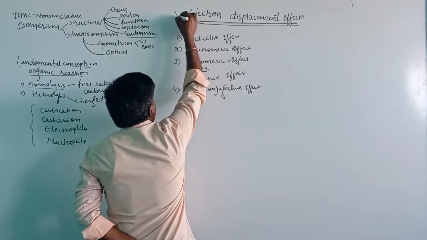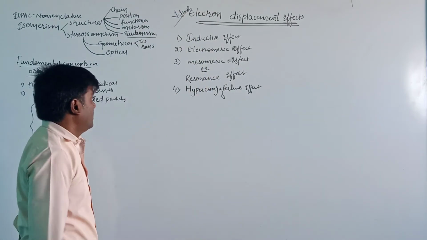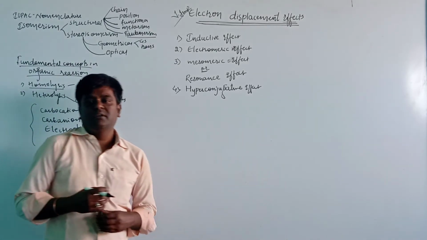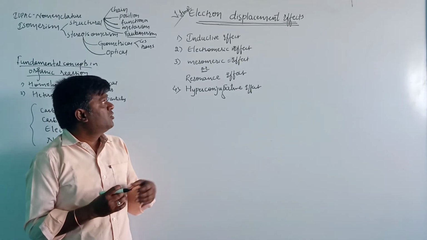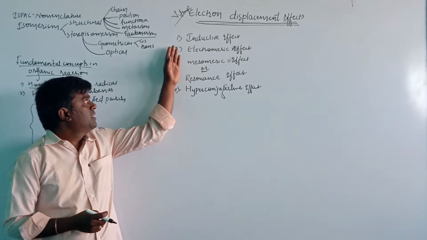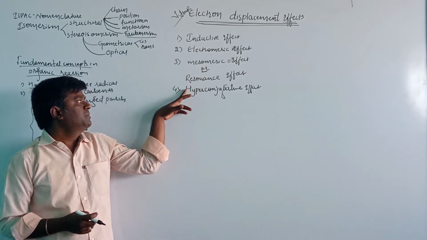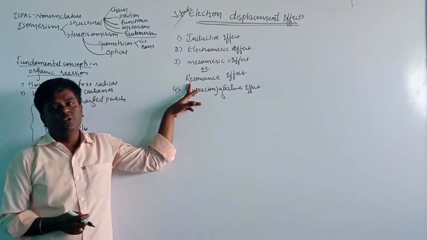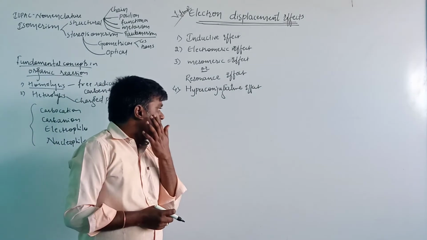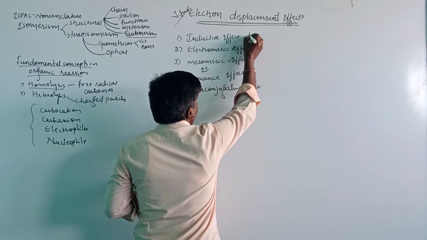This is very important for examinations and for the understanding of organic reactions and organic chemistry. The electron displacement effects are divided into four groups: inductive, electromeric, third the mesomeric effect, which is also known as the resonance effect, and fourth the hyperconjugative effect. Let us see them one by one. The inductive effect is also represented with I.